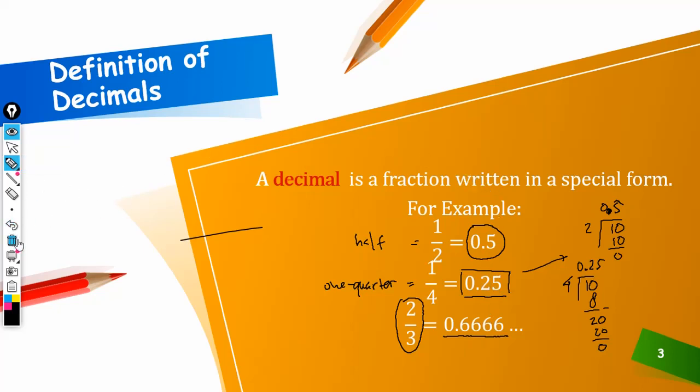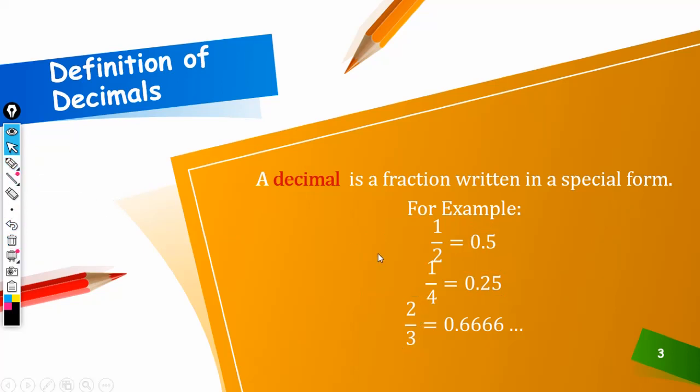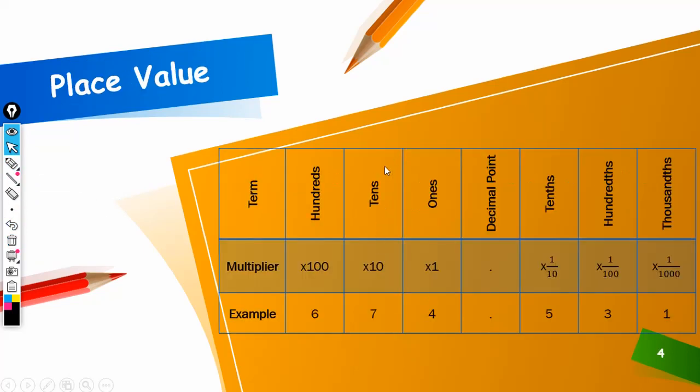Now let's continue to see place value in a decimal number. In a decimal number, it's also like in a normal number or whole number. We have hundreds, because you multiply that by 100, and tens, hundreds, tens, ones. I think you already learned this. And then you have the decimal point.